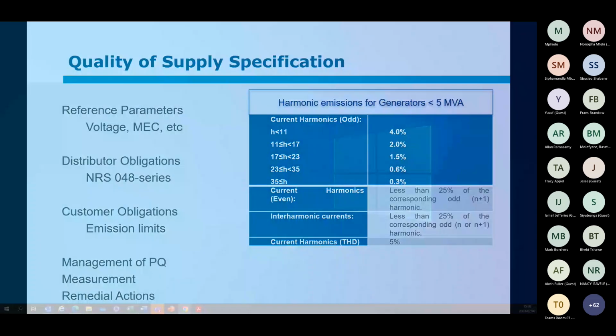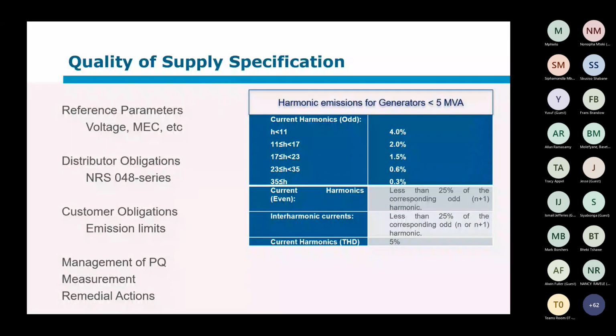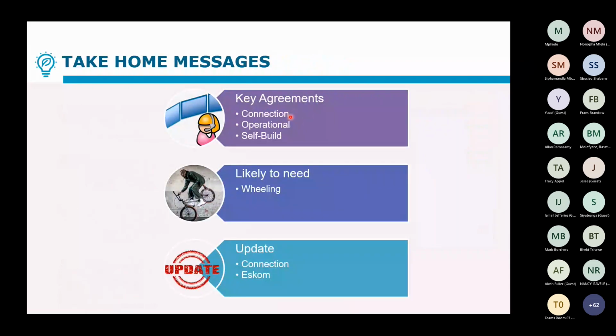And that's it from my point of view in terms of the agreements. I think the important agreements are the connection agreement and operational agreement, and self-build where that option is chosen. We're probably going to need the wheeling agreement. I'm not sure how many customers you've had that want to wheel. And just be aware of possible updates required to the connection agreement of customers when there's wheeling, even if it's from a different distributor, as well as an update to the connection agreement with Eskom.